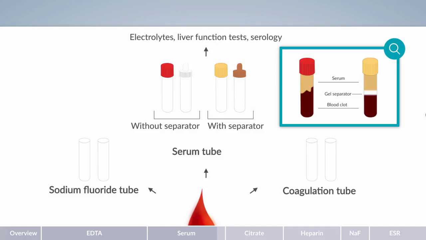However, if a variety of laboratory parameters are to be measured, several tubes should be collected. One advantage of serum samples is that they can be frozen and stored for future use.